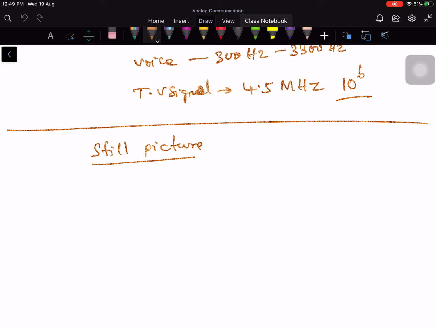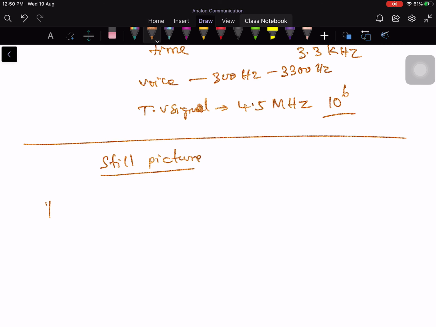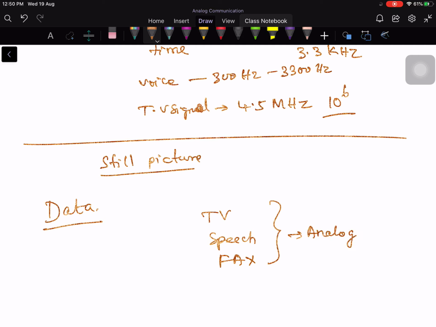So as I said, the bandwidth of your TV signal is 4.5 megahertz. And the next one is data. The last thing that I would like to say something about is data sources. The sources like TV signals, speech signals, and your fax machine are all called analog sources, because the outputs they produce are analog signals.